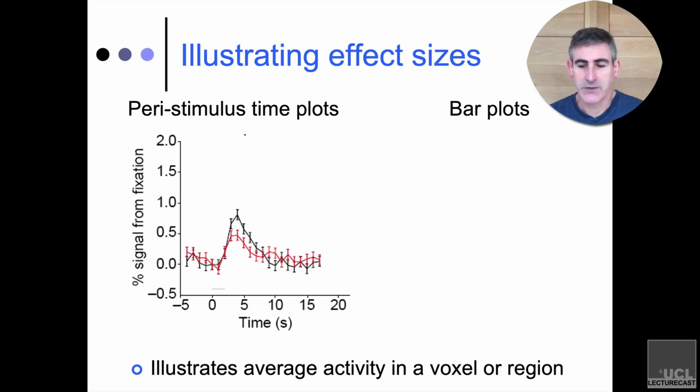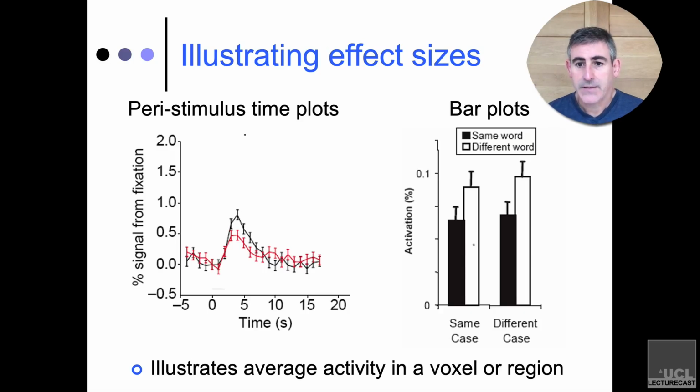I showed you this one. This is actually from an event-related design where that effect is relatively small, but I previously showed it to you also from a block design where the effect is a little bit larger. But what we've done here is illustrate the effect size of the thing of interest, which in this case is this repetition priming. The other way to do this is just with bar plots, right?